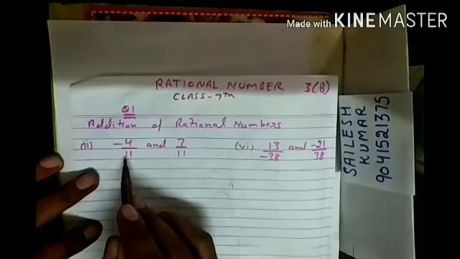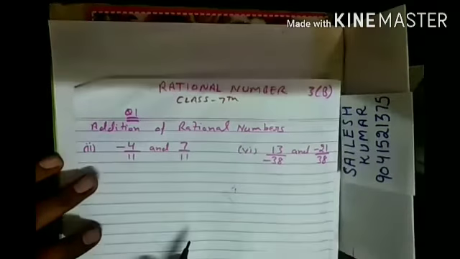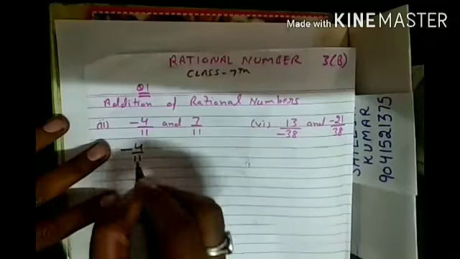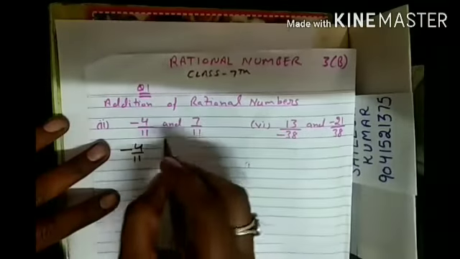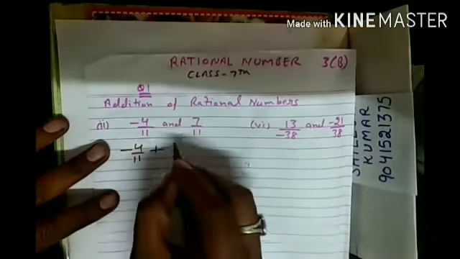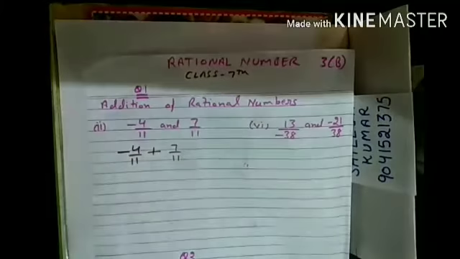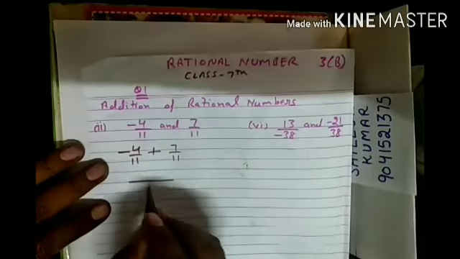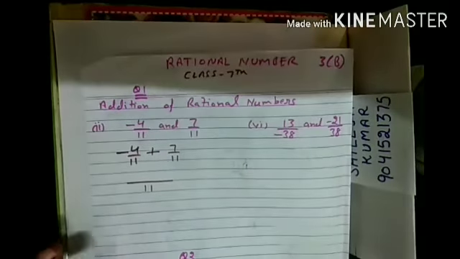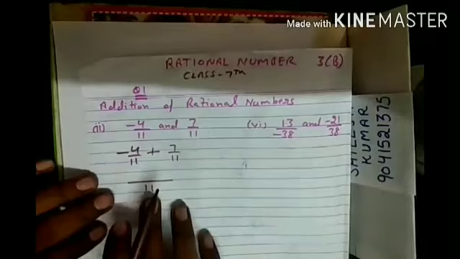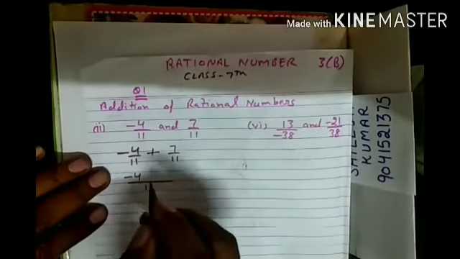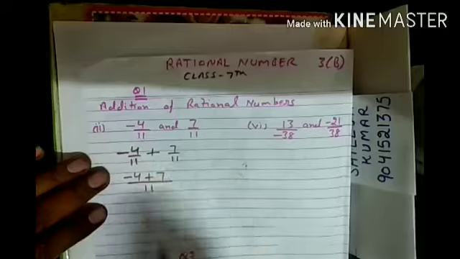There are two rational numbers, minus 4 by 11 and 7 by 11. We have to add these rational numbers. So minus 4 by 11, we will write an addition symbol, and 7 by 11. In the questions where the denominator is the same, those questions are very easy. We will draw a division bar and write the denominator only once, and write the numerators as they are in the question.